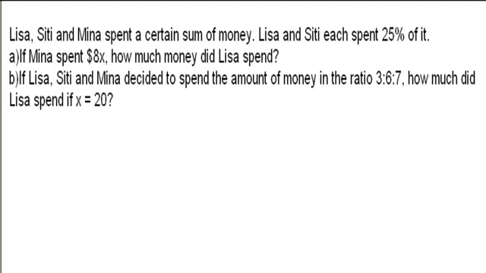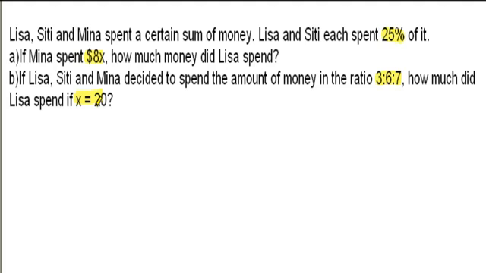B. If Lisa, Siti and Mina decided to spend the amount of money in the ratio 3:6:7, how much did Lisa spend if x equals 20? Let us first highlight all the important facts in the question. We have Lisa and Siti each spent 25% of the money. Mina spent 8x dollars. The ratio of 3:6:7 and x equals 20.